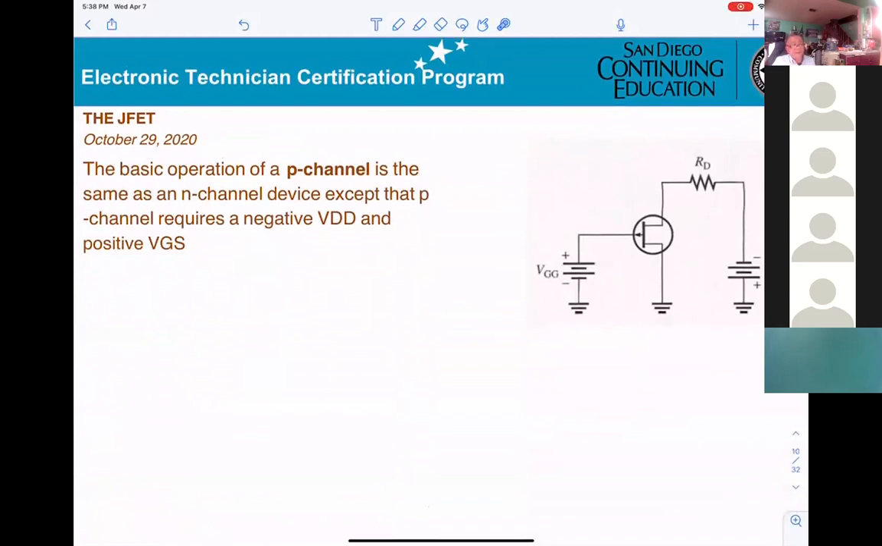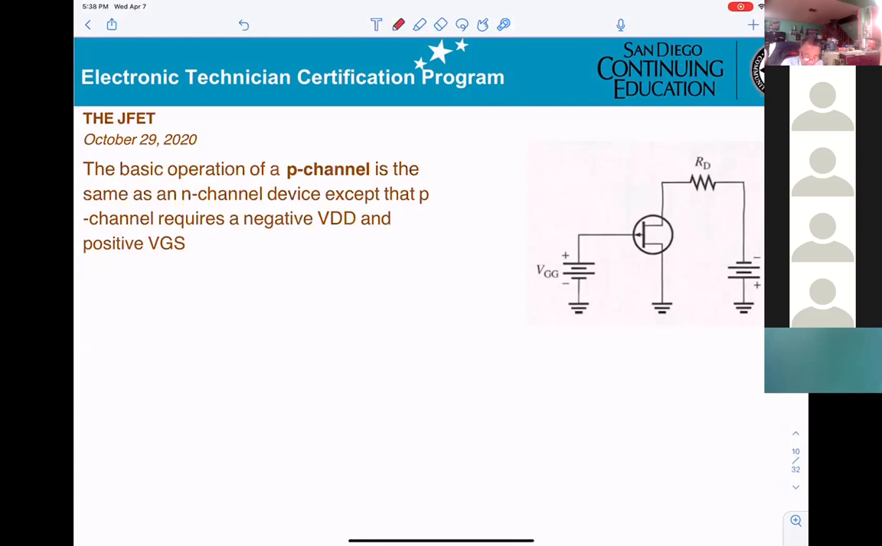This is the P channel basic operation. The P channel is the same as the N channel, except that the P channel requires a negative voltage on VDD and also a positive voltage on VGG. So that's completely opposite to the N channel.